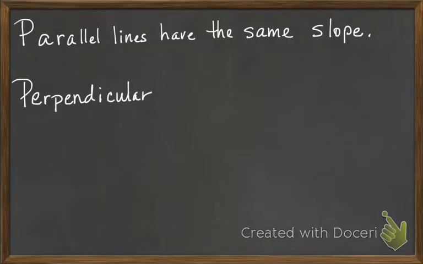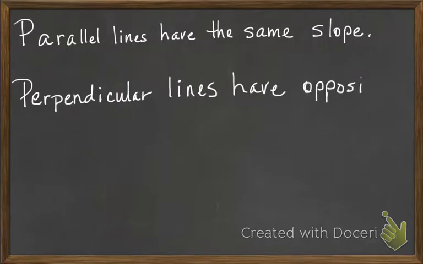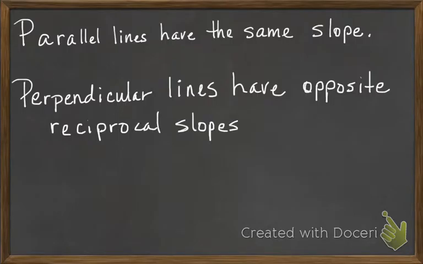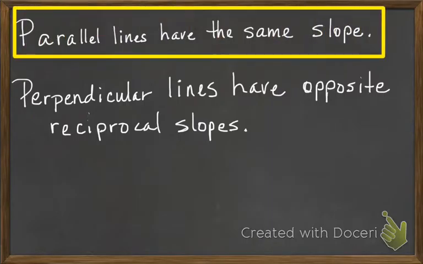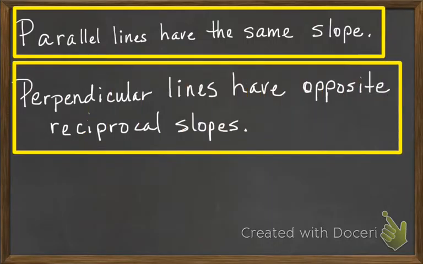But we want something more specific than that. Perpendicular lines have opposite reciprocal slopes. Parallel lines have the same slope. Perpendicular lines have opposite reciprocal slopes. Most people don't have trouble with the same slope, because if I say what's the same number as negative 5, y'all say negative 5. If I say what's the same number as 1/2, you'll say 1/2. But let's discuss opposite reciprocal.